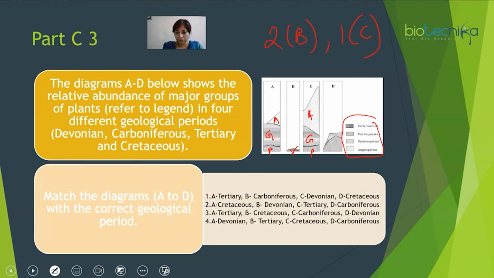D shows the pteridophytes and gymnosperms, right? But you see the area under gymnosperms is so small, meaning it is the early evolution of gymnosperms that is happening in D.